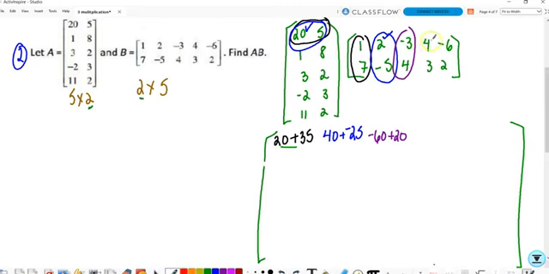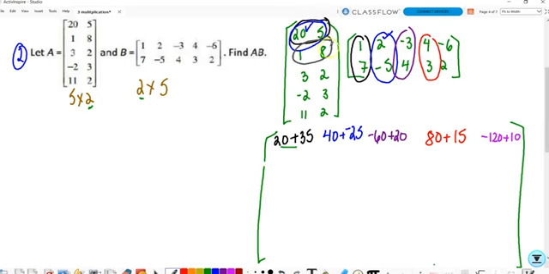All right, then we've got first row, fourth column: 20 times 4, 5 times 3, and then the last column, 20 times -6, and then 5 times 2. All right, keep going. If you need to pause the video to try it yourself, pause the video, or you can work along with me.